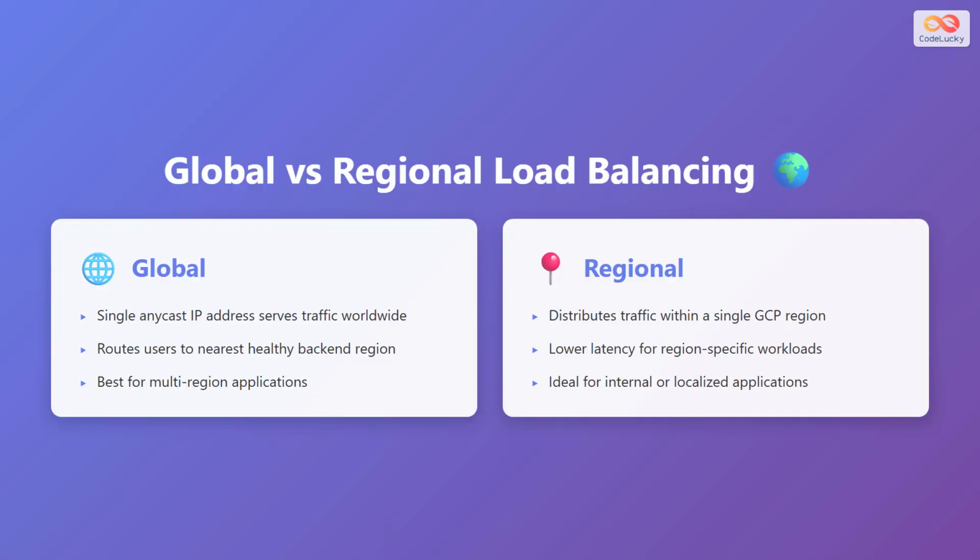GCP offers two primary scopes for load balancing: global and regional. Global load balancing uses a single Unicast IP address that serves traffic worldwide. It intelligently routes users to the nearest healthy backend region, making it perfect for multi-region applications that serve a global audience. On the other hand, regional load balancing distributes traffic within a single GCP region. It provides lower latency for region-specific workloads and is ideal for internal applications or services that don't need global reach. Choosing between global and regional depends on your application's geographic requirements and the audience you're serving.